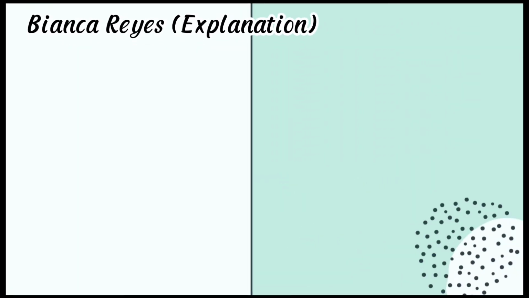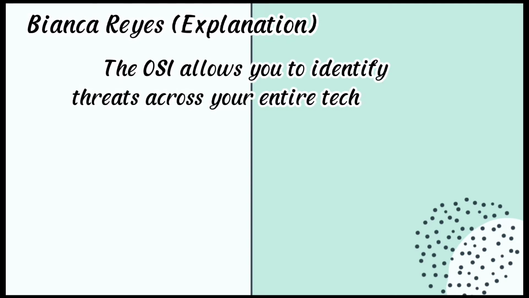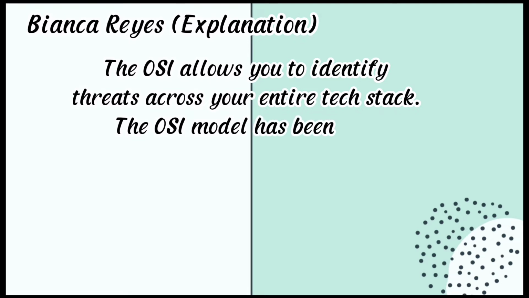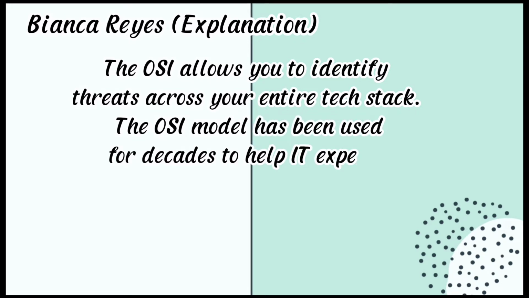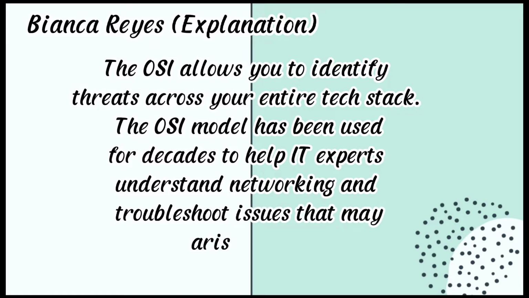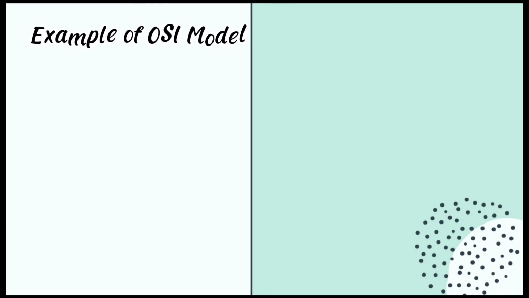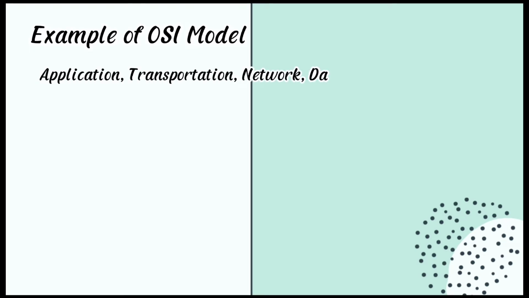The OSI allows you to identify threats across your entire tech stack. The OSI model has been used for decades to help IT experts understand networking and troubleshoot issues that may arise at any stage in the networking process. Example of OSI model: application, transportation, network, data link, and physical.